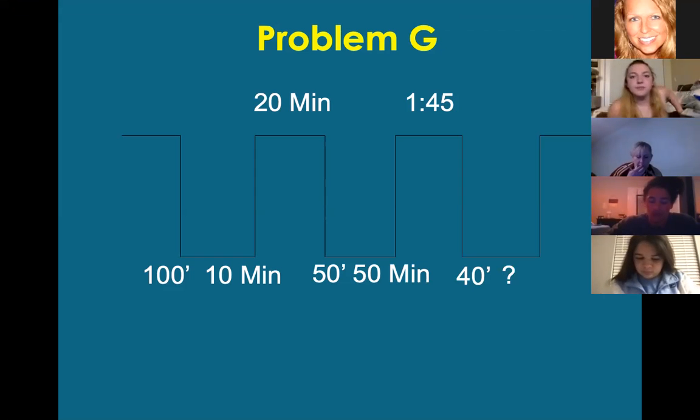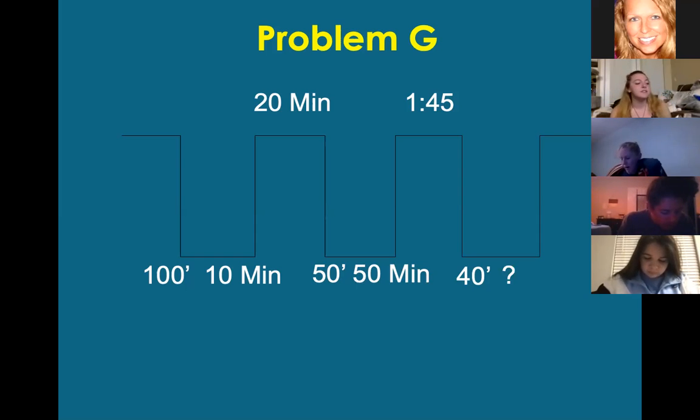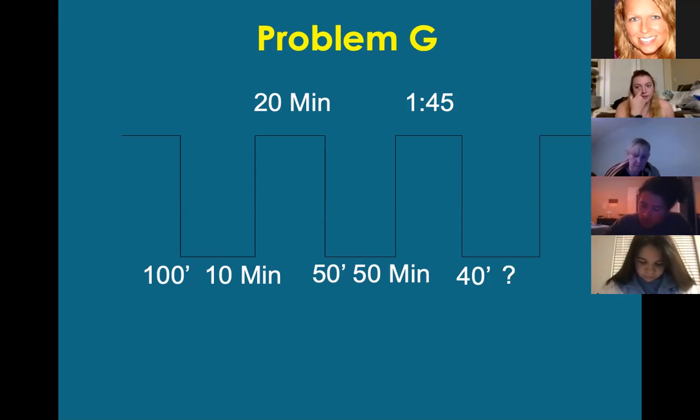Gotcha. So problem G is going to be 100 feet for 10 minutes. And then you're going to do a 20-minute surface interval. And then 50 feet for 50 minutes is going to be your second dive. And then you're going to take an hour and 45-minute surface interval. And then we want to know how long we can stay at 40 feet for our third dive.